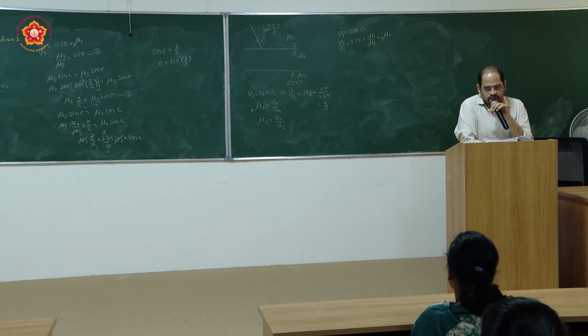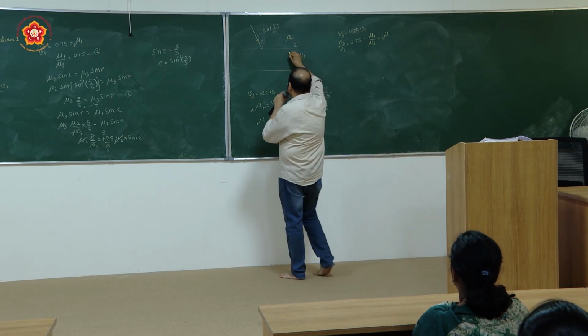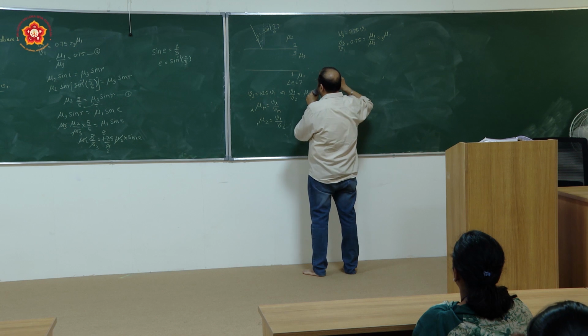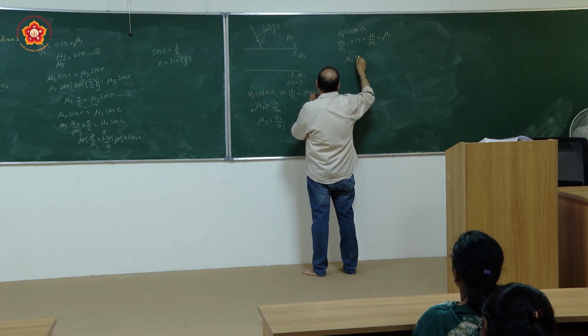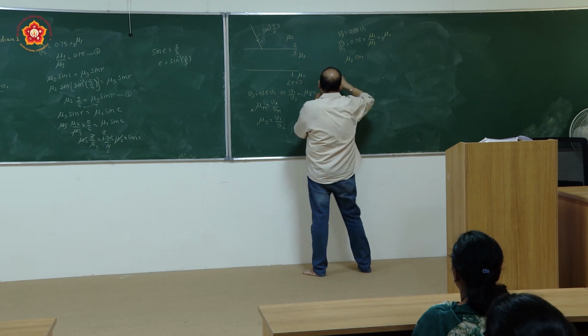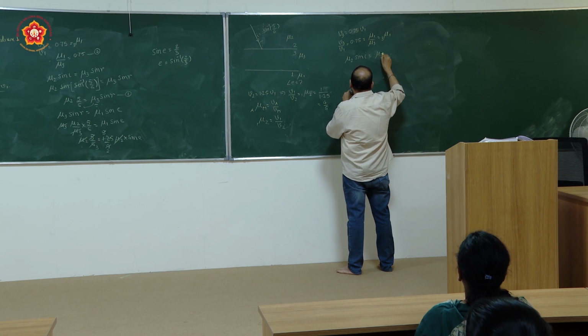Got it? अभी कोई तकलीफ नहीं यहां तक. अभी आप बाउंड्री ले लीजिए ये वाला. इस बाउंड्री के लिए आपका फॉर्मूला क्या रहेगा? μ2 into sine of angle of incidence is equal to μ3 into sine of r.